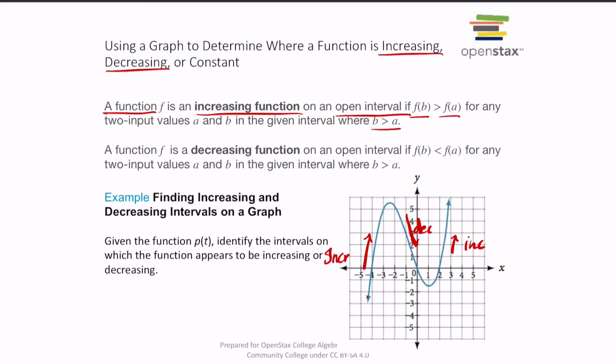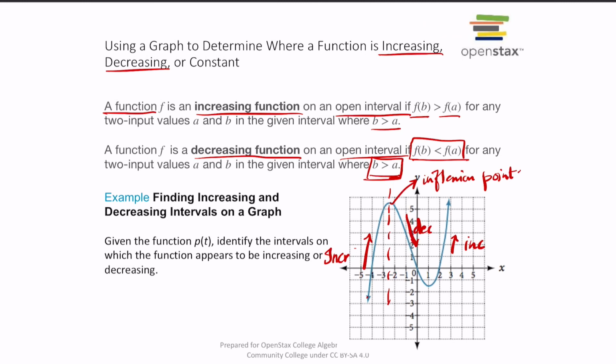So when is it increasing? Until a certain point. The point where it changes from increasing to decreasing, we call it the inflection point. A function is said to be decreasing on an open interval if f of b is less than f of a when b is greater than a. Remember that b is greater than a, but the functional value is going to be less than the previous value. So this is how we can determine this.